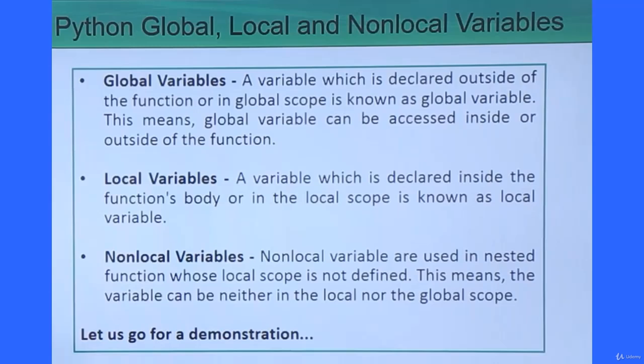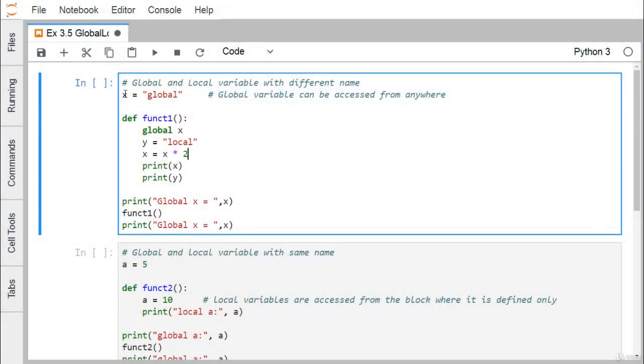I think the concept is not getting clear to us, so let us go for one practical demonstration for better understanding. In this example, we have defined one x outside of function1. So it is a global variable x containing the string global. Within function1 we have declared global x, that means we are referring to the same x variable. y has the local scope and is initialized with the string local. x = x * 2, so x has the string global, and times 2 means this string will be repeated twice and assigned to x back again.